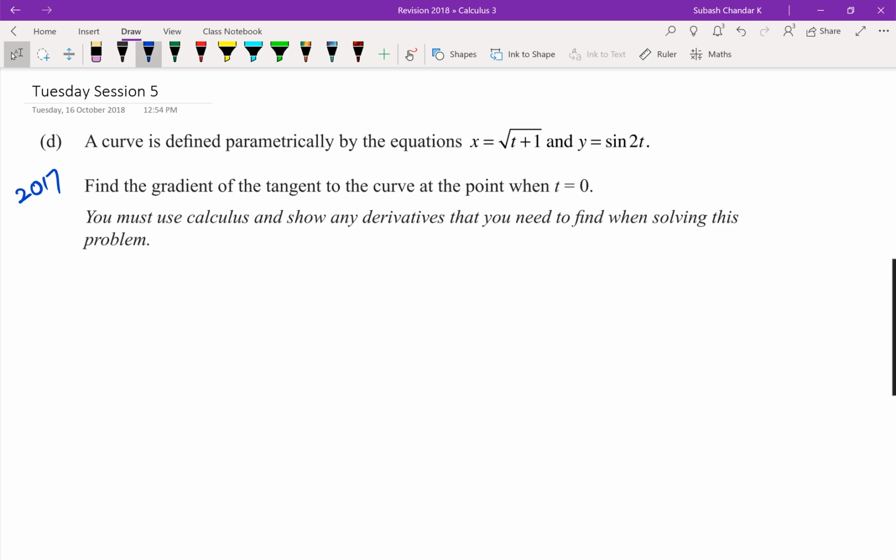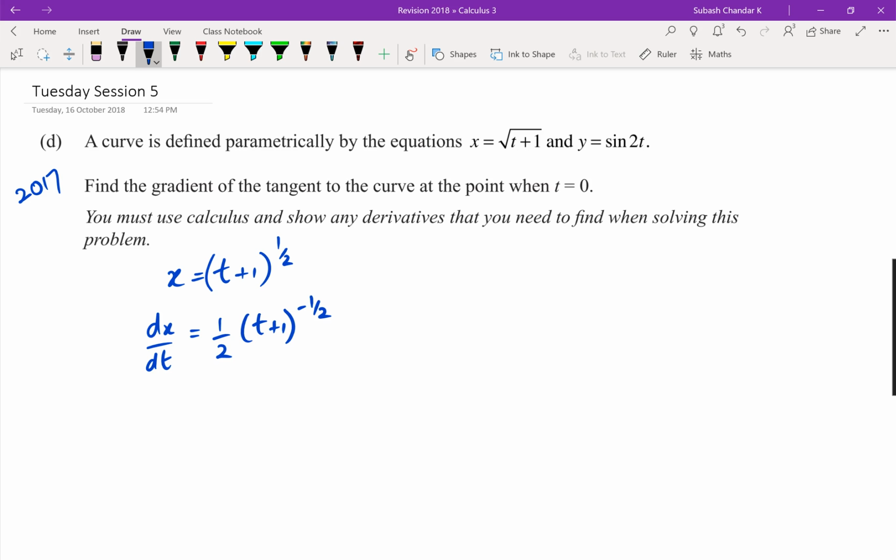Okay, so what you want to be doing is differentiating x with respect to t and differentiating y with respect to t. So I'm going to rewrite x as (t plus 1) to the power of half. And then when I differentiate, dx/dt, I get half (t plus 1) to the power of negative half.